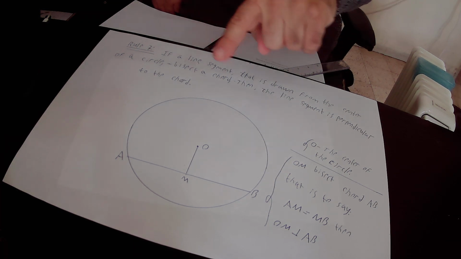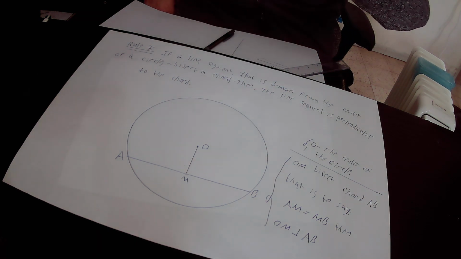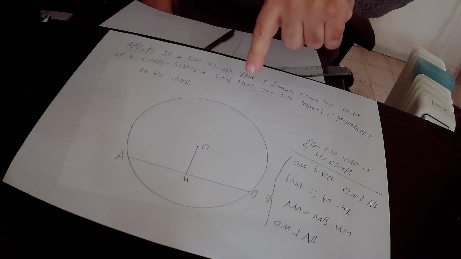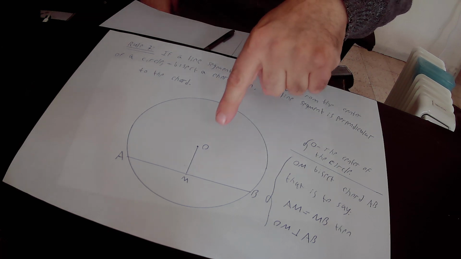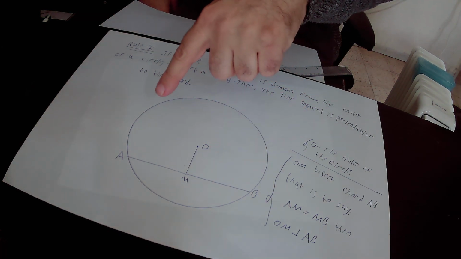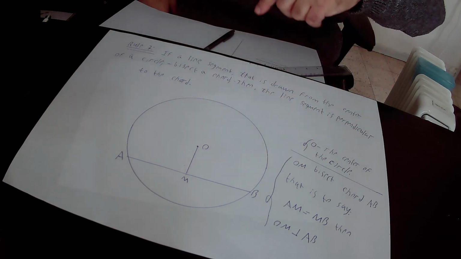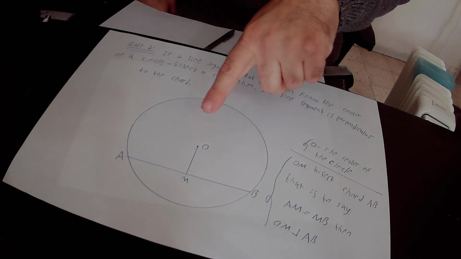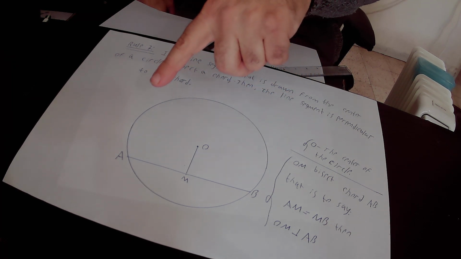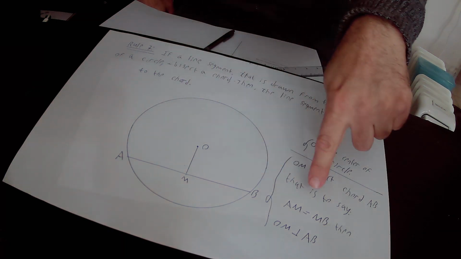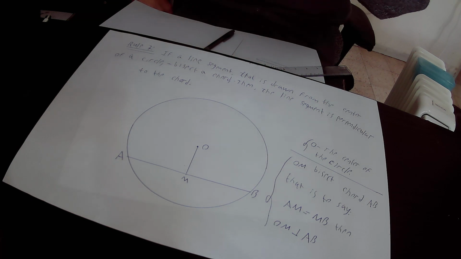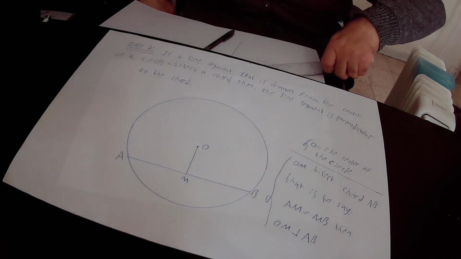Here the center of this circle is O. From the center of the circle, we draw line segment OM that bisects chord AB. That is to say, we know that AM equals MB. And therefore, line segment OM will be also perpendicular to chord AB. That is to say, this angle will be equal to 90 degrees and this angle will be equal to 90 degrees according to this rule number 7.